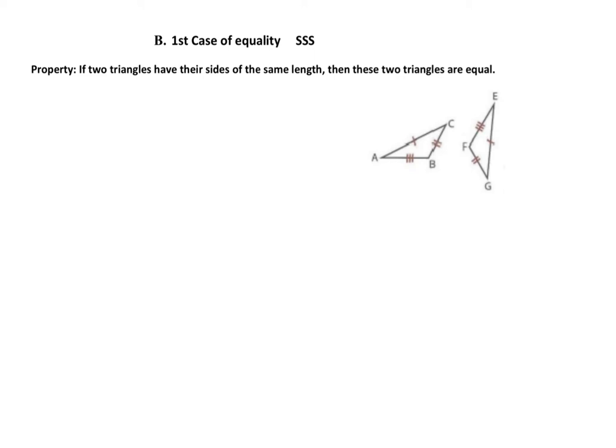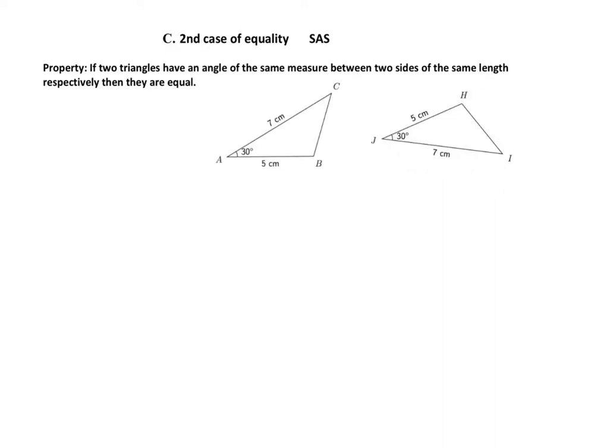Remember, you must put the written sentence. You can't just shorten it to SSS. You have to actually state that the three sides are equal to each other, therefore three sides the same length, therefore the triangles are equal.